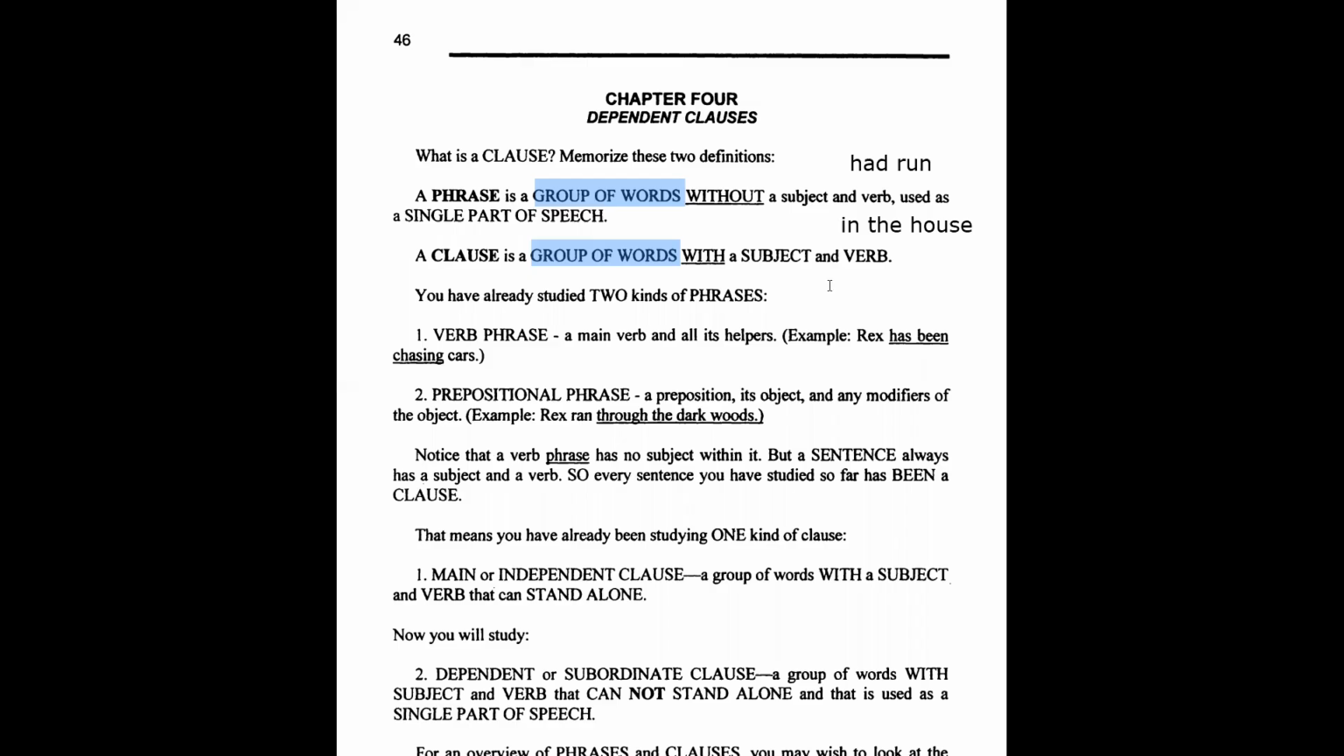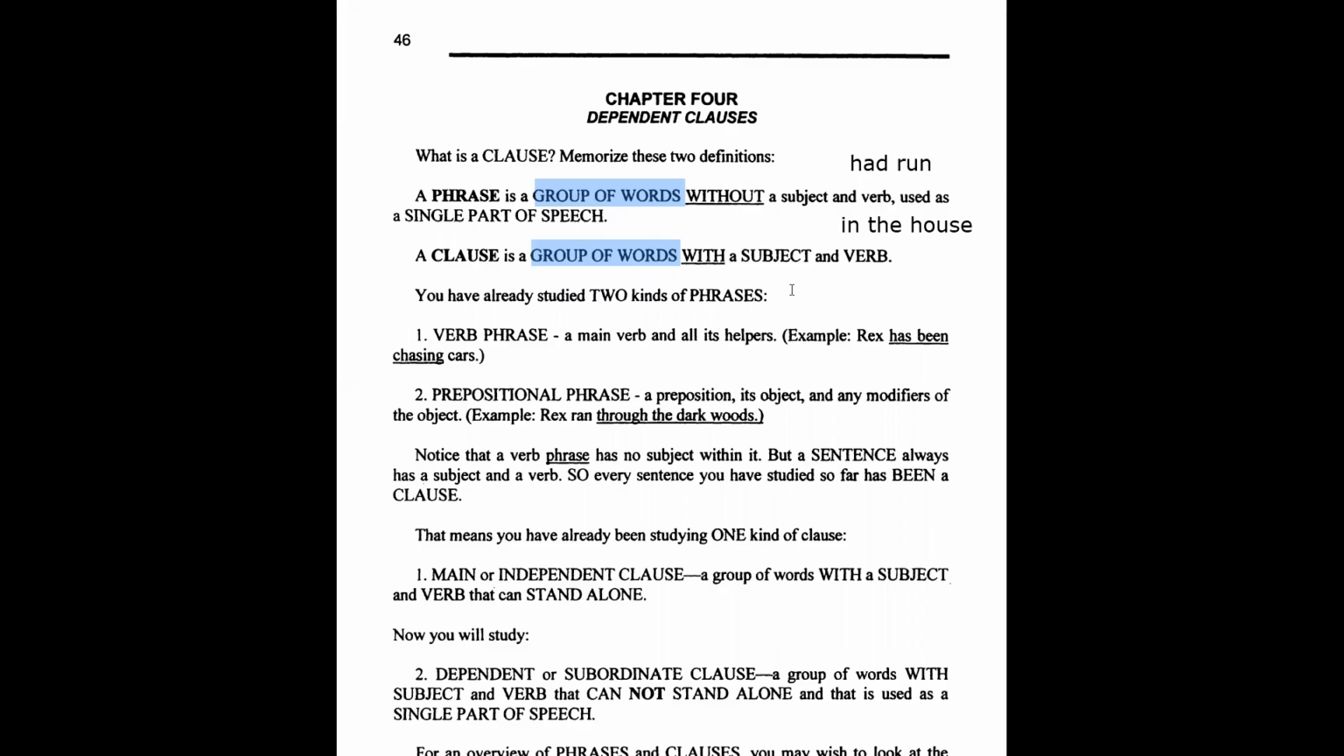So in these definitions where she says without a subject and verb, it can have a subject and it can have a verb, but it can't have both. That's what makes a phrase. So that's a key thing here.